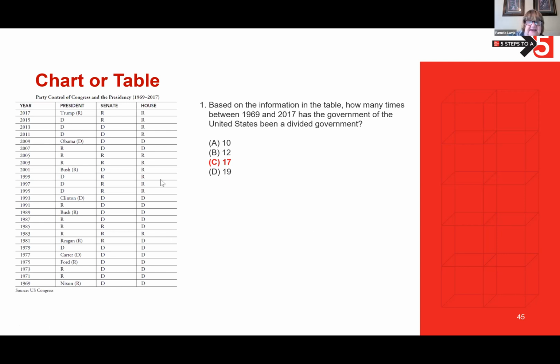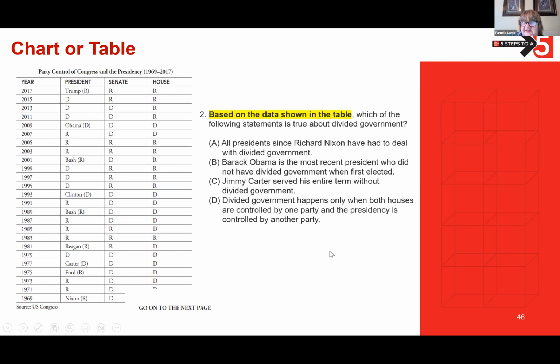Okay. And then again, based on the data shown, which of the following is true about divided government? All of the presidents since Richard Nixon have had to deal with divided government. So find Richard Nixon way down here. Have all of them had divided government? Carter didn't. Let's see. Reagan didn't for part of his time. So that probably would not be the best answer. And so again, you have to go back and look at all the answers and kind of look at the chart.